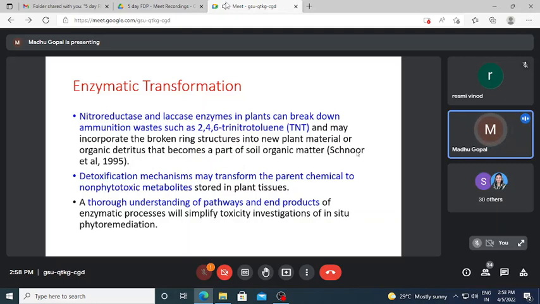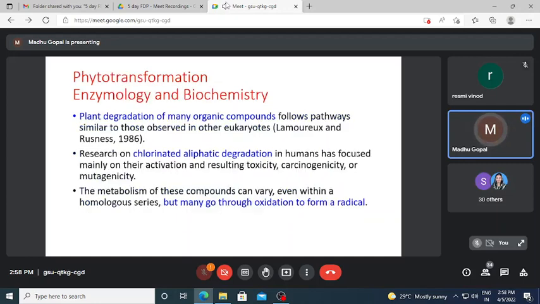So there is a need to have a thorough understanding of pathways and end products of enzymatic processes. A lot of biochemistry is involved here, enzyme kinetics and biochemistry. A thorough understanding will simplify toxicity investigations of in situ phytoremediation. Then enzymology, biochemistry, chlorinated aliphatic degradation. Anyway, the resemblance between the enzymatic processes taking place in plants and animals is mentioned here again.